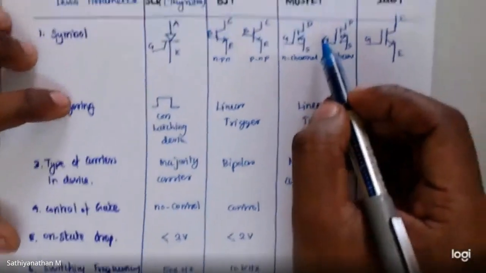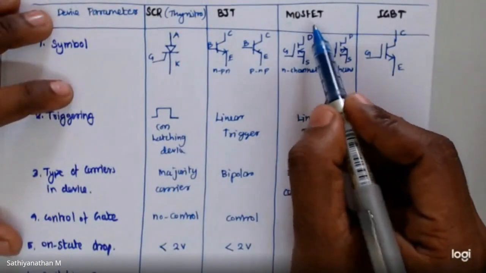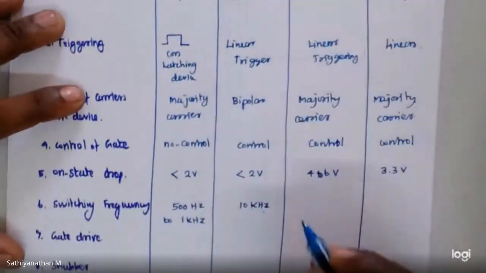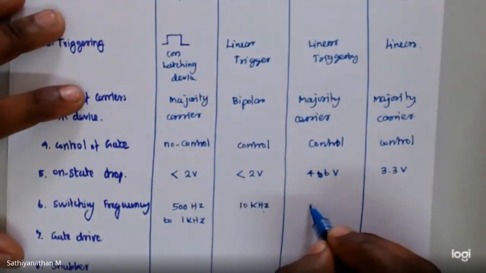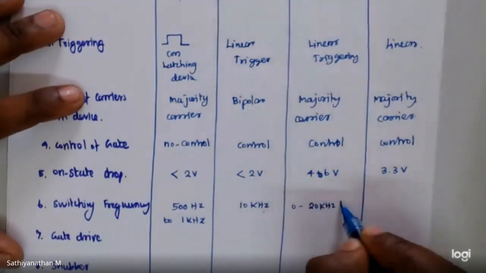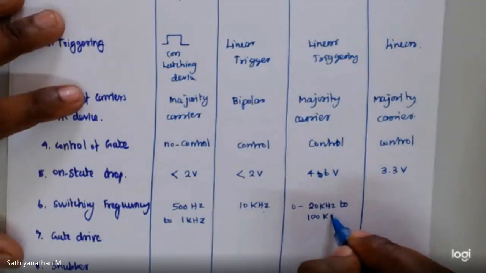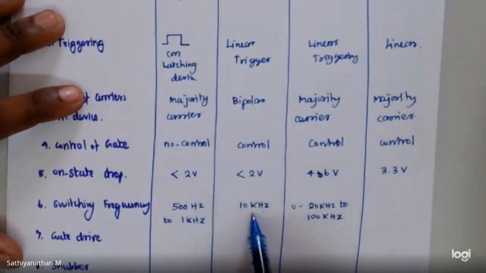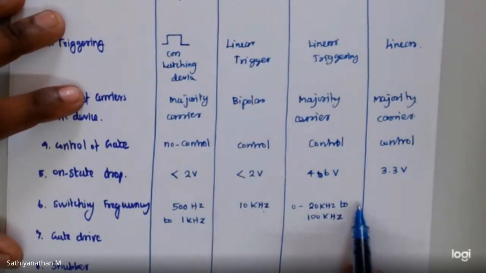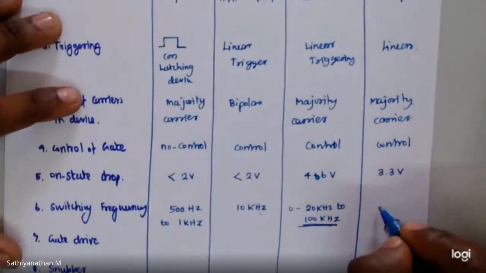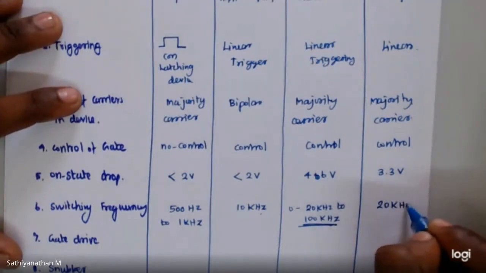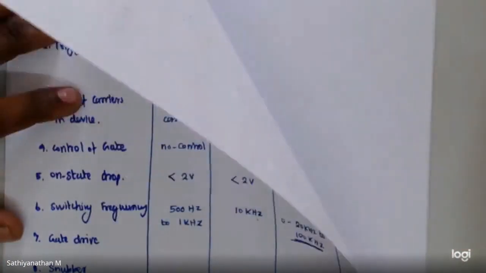And MOSFET, you know the feature of a MOSFET, it can be operated at higher frequency. So we can operate from 20 kHz to a maximum of 100 kHz. See the difference. This is about 10 kHz, but the MOSFET can be operated up to 100 kHz. Okay. And IGBT, which can be operated at 20 kHz. Okay.